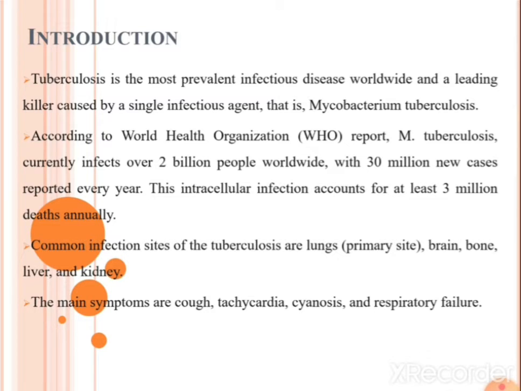million deaths are seen. The common sites of tuberculosis are the lungs, which is the primary site of infection. Second is the brain, then bones, liver, and kidney. These are the sites or areas where tuberculosis infects. Basically, the main symptoms are cough, tachycardia, cyanosis, and respiratory failure. When you observe these kinds of symptoms, you can say the patient is suffering from tuberculosis.